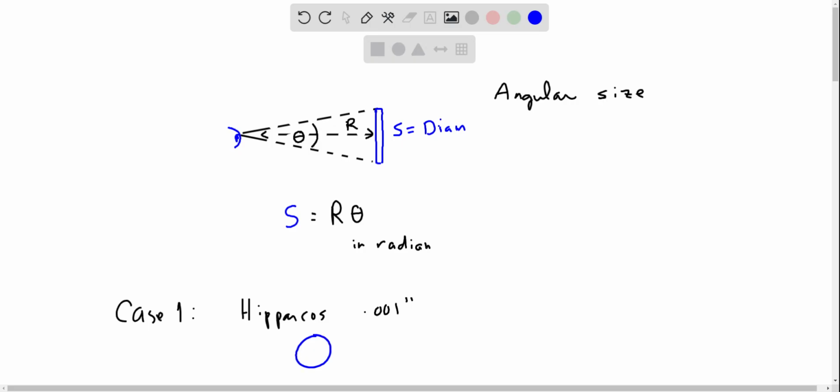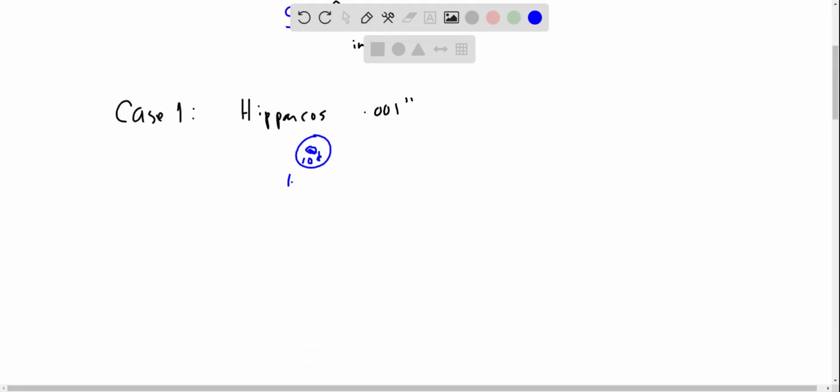I can't draw a dime very well, but it's got Lincoln's head on it, etc. And it is roughly 1.9 centimeters across. So that's a dime, 10 cents. We'll make that S, our actual object, 0.019 meters. And we'd like to know how far away you are from the dime so that it has an angular size equal to the resolution of Hipparcos. So that is S over theta.